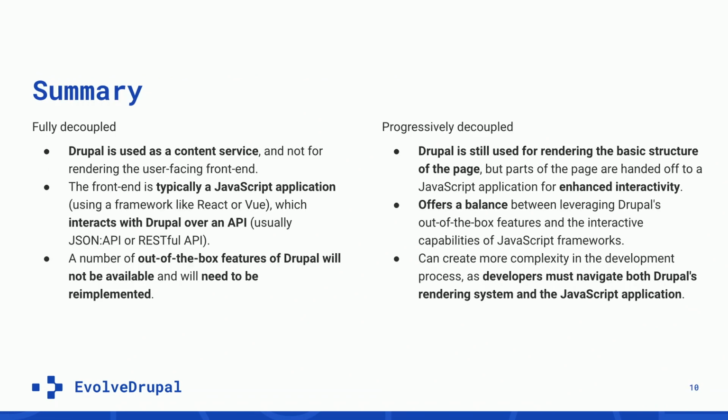So, in summary, in a fully decoupled Drupal, Drupal is used as a content service, and the front end is built elsewhere. I like that term, built elsewhere, because it really shows just how flexible and extendable Drupal can be. But a number of out-of-the-box features will not be available, and you have to re-implement them. In a progressive Drupal setup, you can retain and leverage all those wonderful Drupal built-in features that we've come to know and enjoy.